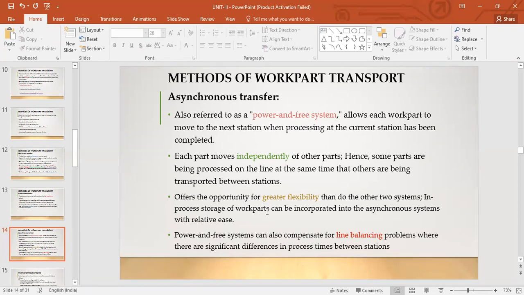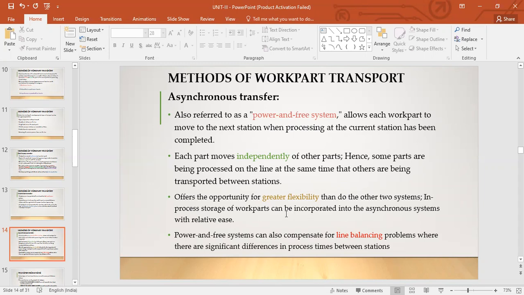So you see, the reason why flexibility is more here is because you can have different processing times. It is very much a practical case that for some operation a machine may require 10 seconds, while for another machine the operation is very simple and the adjacent machine may require 5 seconds. So what do you do in that case? You have to go for this asynchronous transfer system, where you can have this flexibility of different processing times.